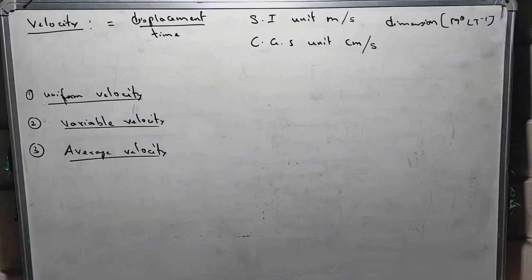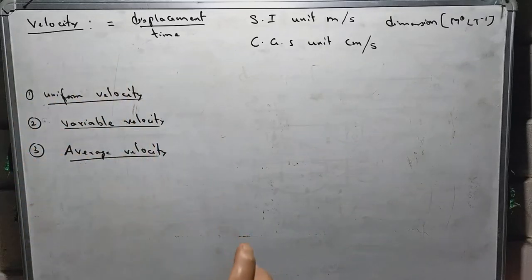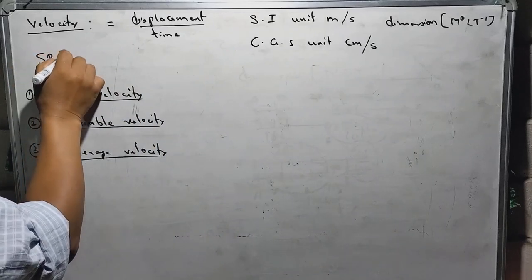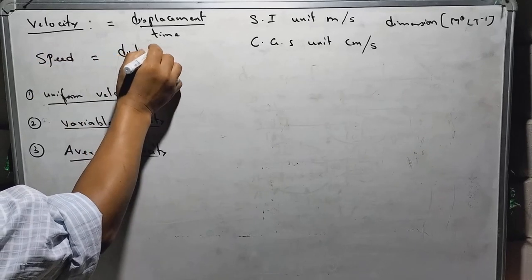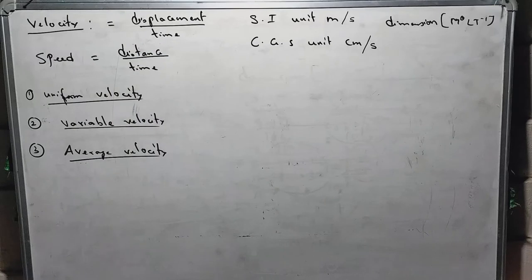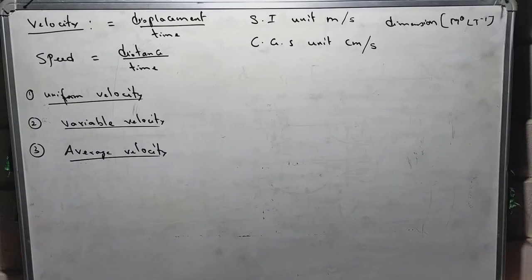Now, this velocity is like speed. For speed, we write distance upon time. But speed is a scalar quantity. It tells you only about the number, like the speed of a car is 40 kilometer per hour. That 40 kilometer per hour is just a number.